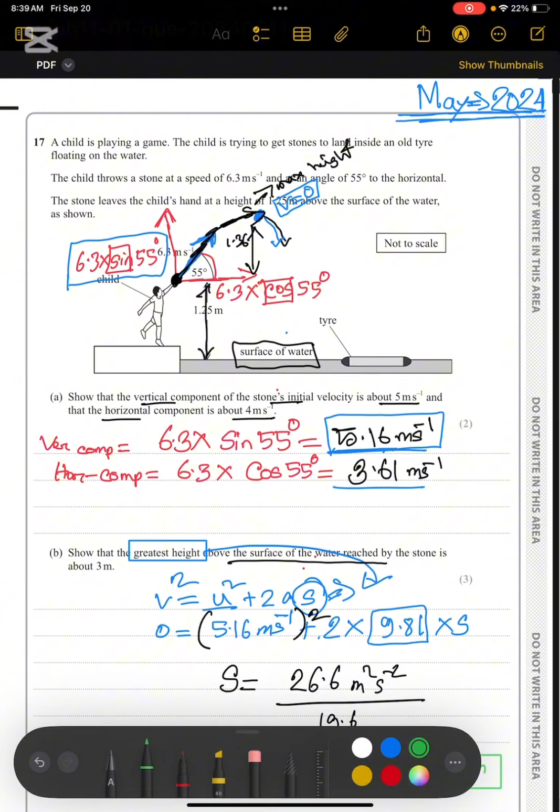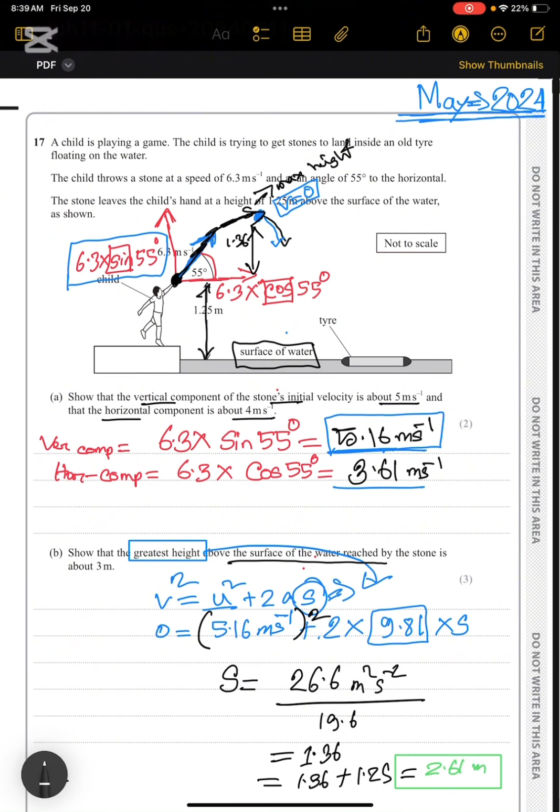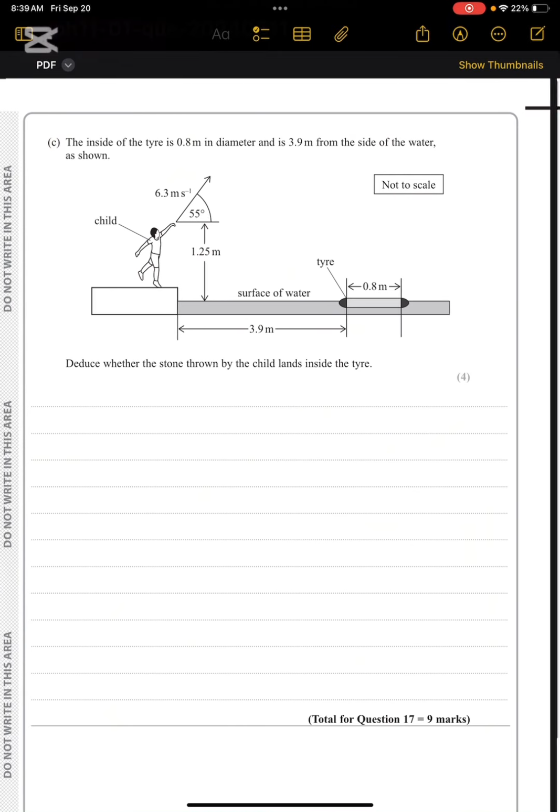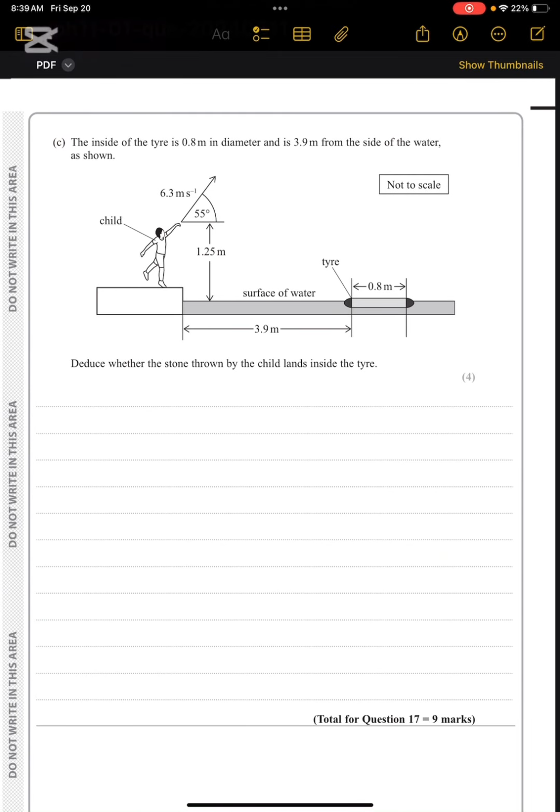water. So let's move to question number C right now, as we are already done with question number A and B. So for question number C, they have given us that the inside of the tire is 0.8 meter. They have said the distance of the tire from the side of the water is 3.9 meter. This is the distance, which is 3.9 meter, and this is 0.8 meter.